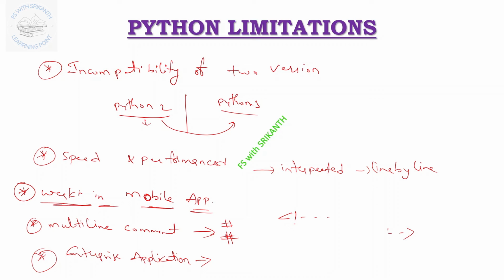Very simple. What are the limitations? There are six limitations we observed here. One is incompatibility of two versions. Python 2 is different from Python 3. If you develop your code in Python 2, we do not get the same result with Python 3, that is an incompatibility of two versions. And speed and performance: it is interpreted, so speed and performance may differ. And weakness in mobile applications: there are no particular libraries for mobile applications.